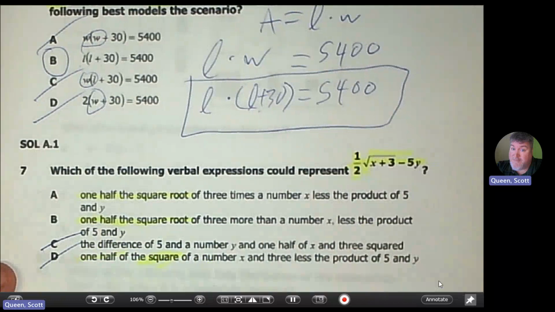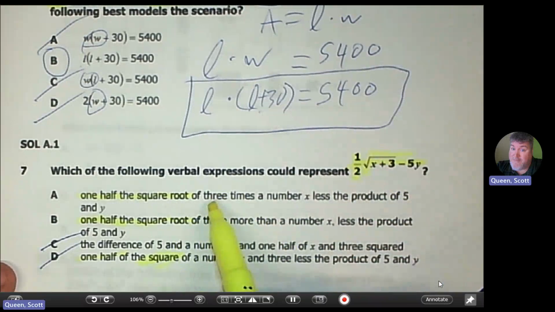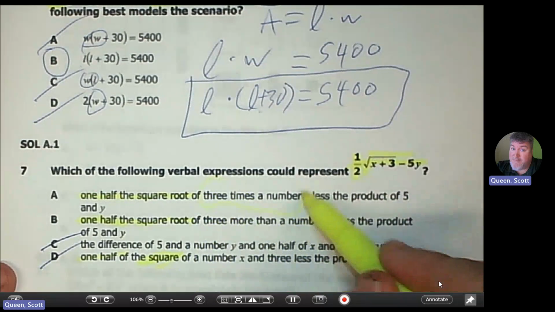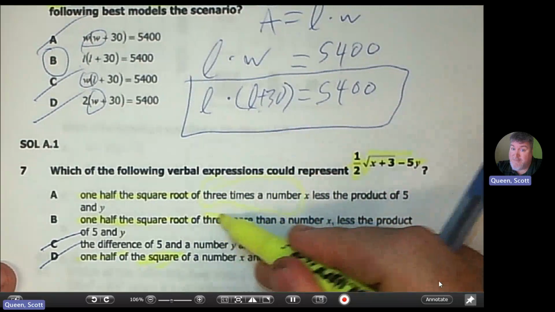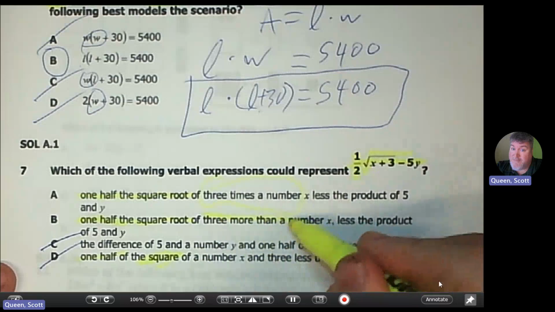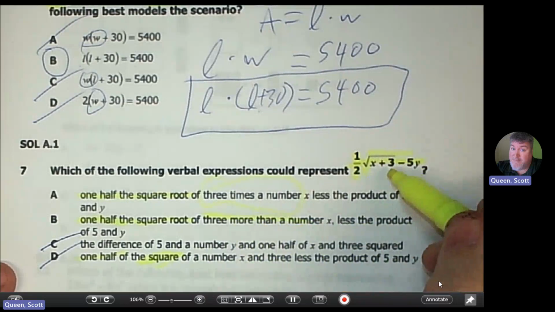Yes, I did. Very good. So now I'll keep going. The radical, square root of x plus 3. Square root of 3 times a number. Is that what I'm looking for? No. The square, 1/2 the square root of 3 more than a number. 3 more than means add. 3 plus a number. 3 plus x. x plus 3, same thing.